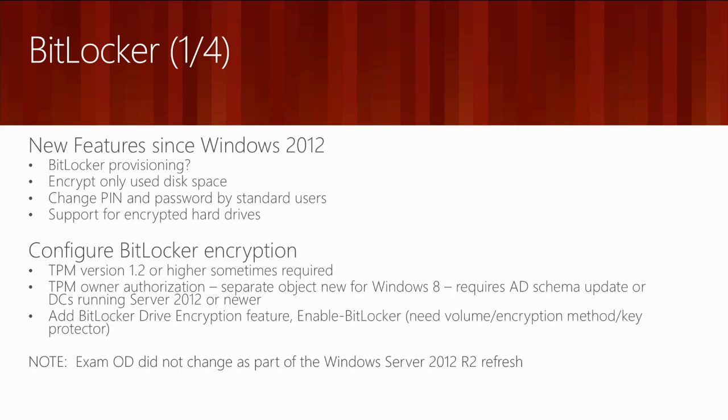The other one is encrypt used disk space only. So you've got a 500 gig hard drive and 45 gigs of data. In the old days, you encrypted the whole thing and it took forever. Now you encrypt the 45 gigs, and it's very, very fast. Support for encrypted hard drives: these are the hardware-based hard drives that have onboard encryption. What it does is allow you to offload the work to the hardware. Not a huge deal today with all the i7s and what have you.